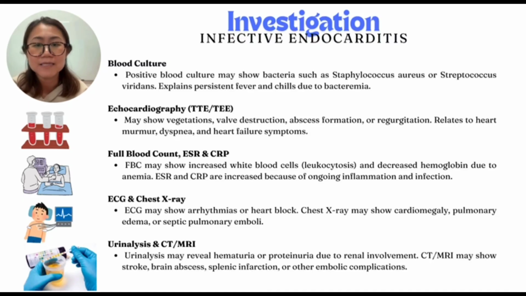Lastly, urinalysis and CT or MRI scan, which help to detect complications. Urinalysis may show hematuria or proteinuria due to kidney involvement. CT or MRI may show stroke, brain abscess, or organ infarction caused by septic embolism. This relates to symptoms such as blood in urine, neurological symptoms, or sudden organ pain.